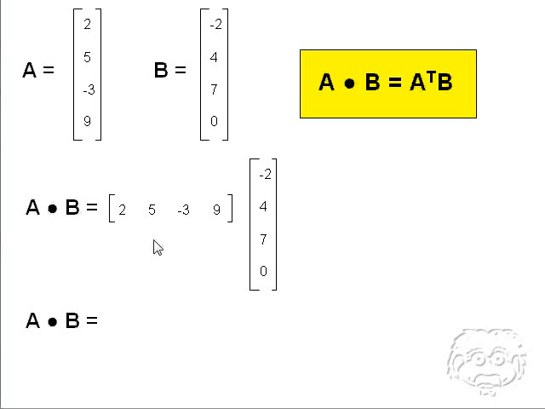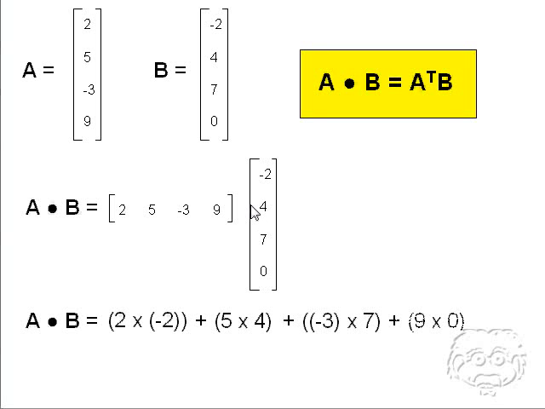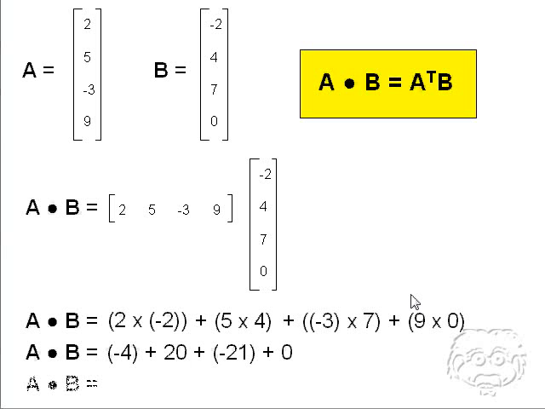So the dot product of A and B, 2 times negative 2 plus 5 times 4 plus negative 3 times 7 plus 9 times 0. We're just doing normal matrix multiplication. So that means we need to add negative 4 plus 20 plus negative 21 plus 0 gives us our dot product of negative 5.